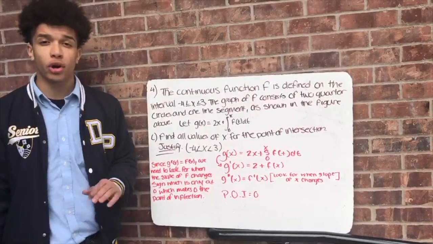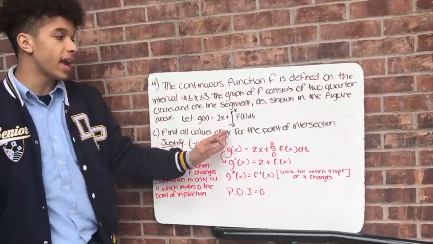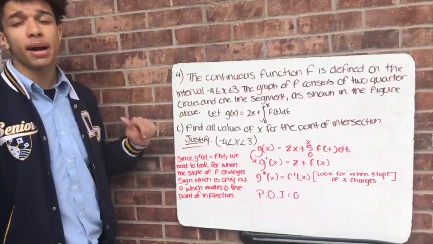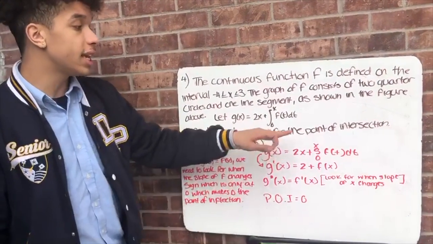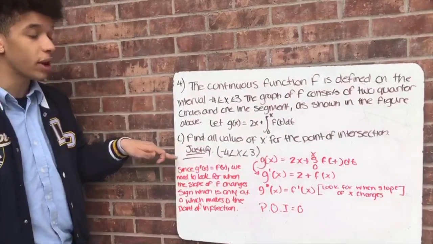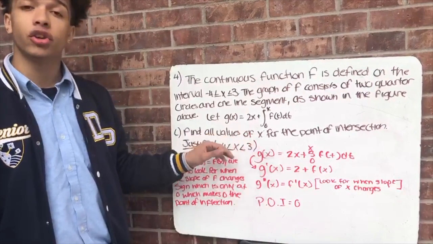Alright, so now we're on to part C. For part C, what we have to do is find all the values of x at the point of intersection. We also need to justify. Keep in mind, like I said for part B, you're going to get a point for finding the point of intersection, but you also have to have a point for the justification.